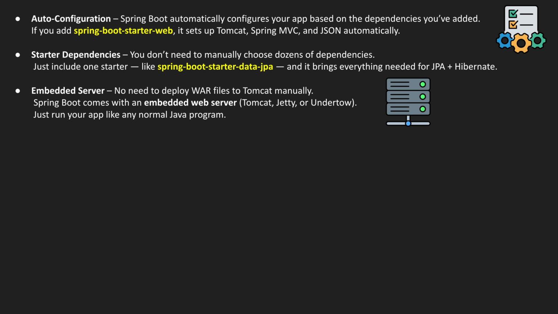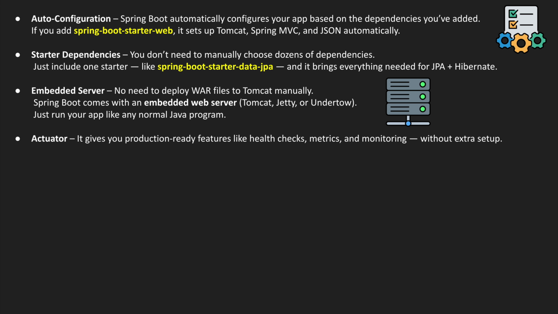So instead of building a WAR and deploying it to a Tomcat server as we used to, we are basically running our application with the run button. It also has the actuator, which provides production-ready features such as health checks, metrics, and monitoring. And it has the Spring Boot CLI, which we can use to quickly start our application. Again, it's Spring Boot.